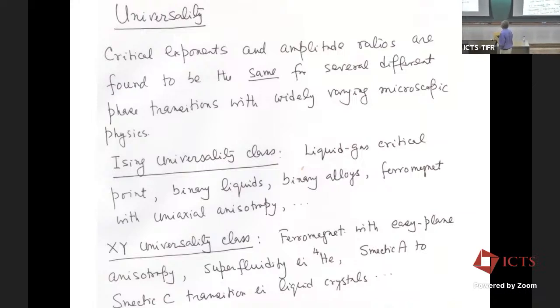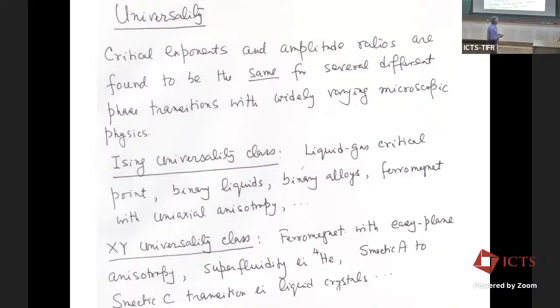But the statement is that these critical exponents, which are just numbers, not integers, I mean real numbers, are found to be the same for several different phase transitions with widely varying microscopic physics. And examples are like this, that this Ising model that I told you about, where sigma takes on values plus or minus 1, was originally invented to describe magnetic behavior. Sigmas there represent spin moments associated with some atoms, molecules, electrons, or whatever. So it was a model which was derived to describe magnetic phase transition, paramagnetic to ferromagnetic phase transition.